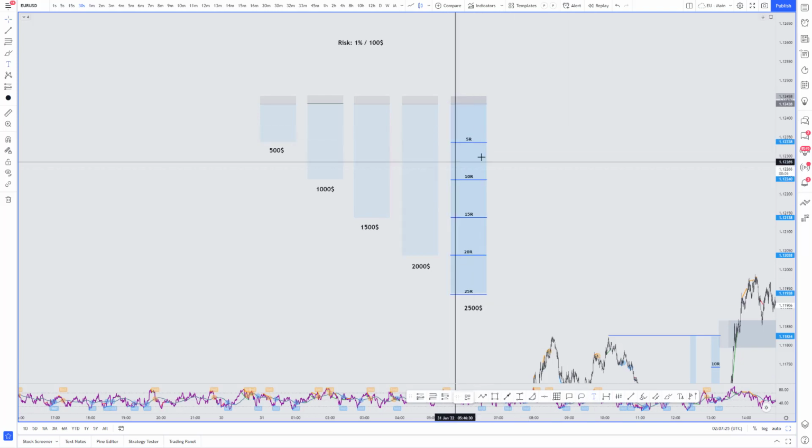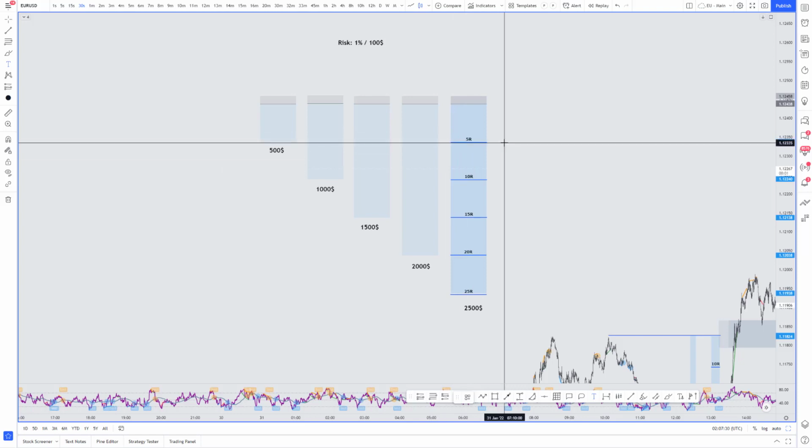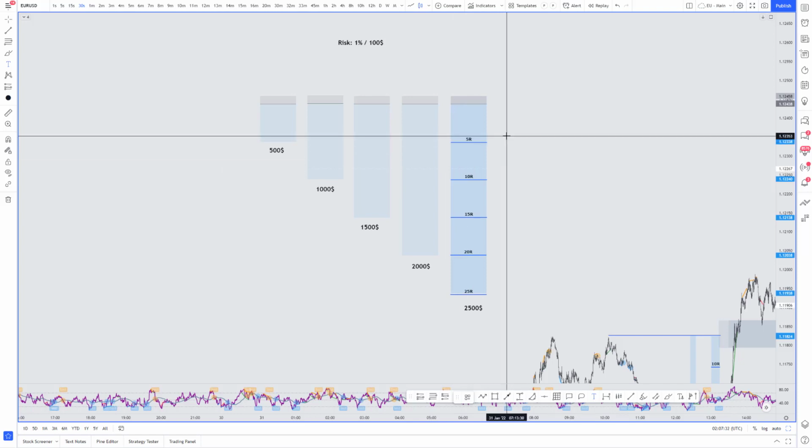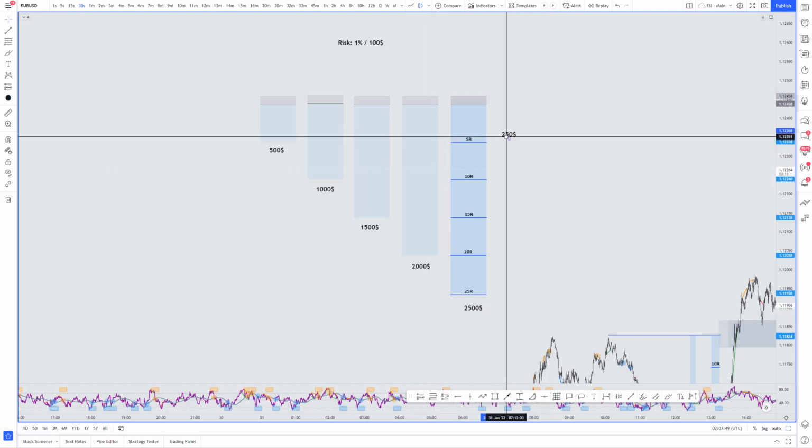At 5R, I would take 50% of my position size off. Now, what that does is we're going to take 50% off at 5R. 5R is a 5% gain, and if we're taking half of that, we're looking at $250 secured. You're obviously break even at this point.